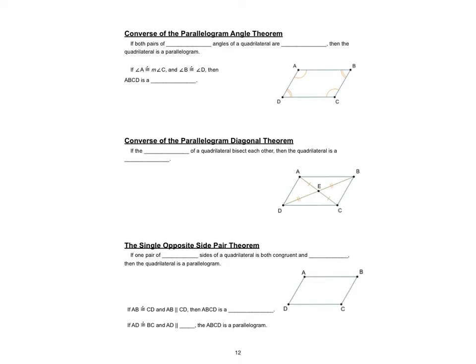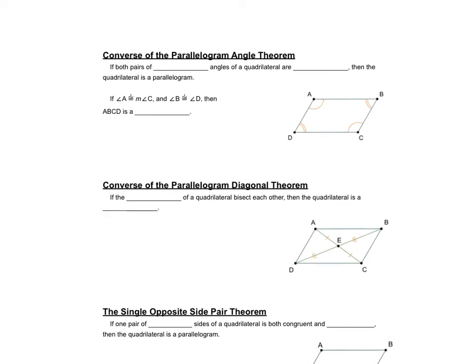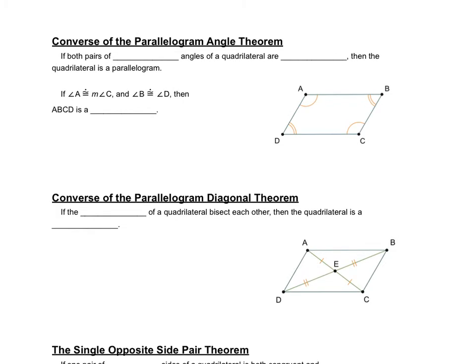Now we talk about the angle theorem and the converse of the parallelogram angle theorem. Remember the properties before, where we talked about opposite angles. If both pairs of opposite angles of a quadrilateral are congruent, then the quadrilateral is a parallelogram. We can see here that angle B is opposite of angle D, and they're congruent. Angle A is opposite angle C, and they are congruent.